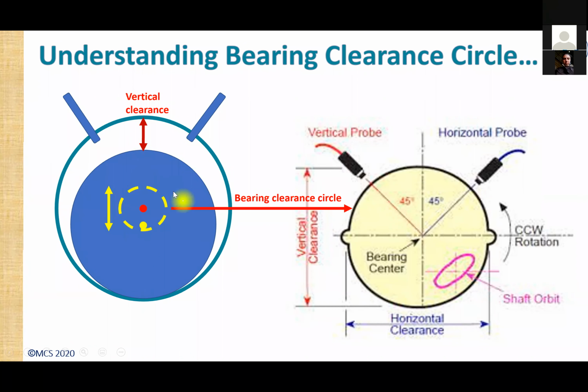This is the circle which you will be trying to position on the shaft center line plot. And then within this bearing clearance circle, we will be identifying where the shaft center line is sitting, whether it is sitting in the normal position during normal operation or whether there are any abnormal positions. So when a rub is happening, how does the shaft center line position change during the rub? Or when an instability is coming, how does the shaft center line position change? This is how we try to show it here.